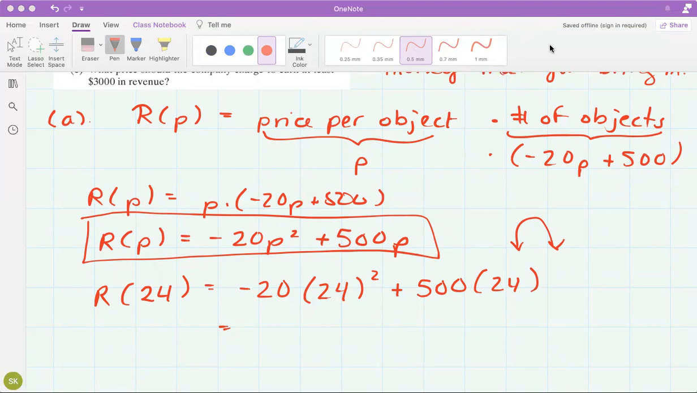And let's see. So we have 24 squared, and then times that by 20. So that's -11,520.